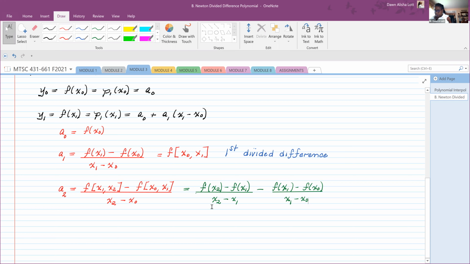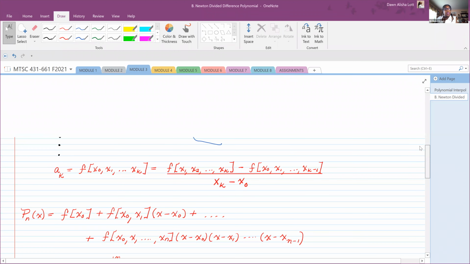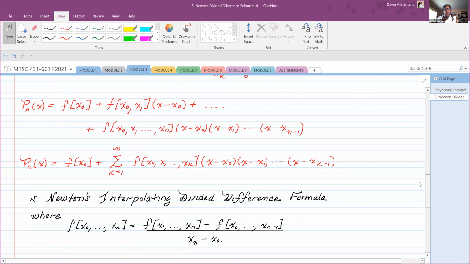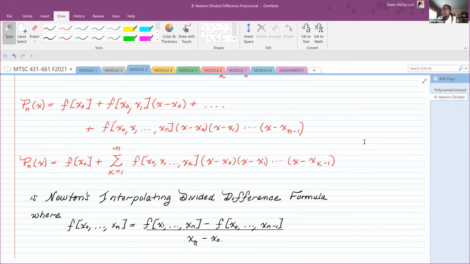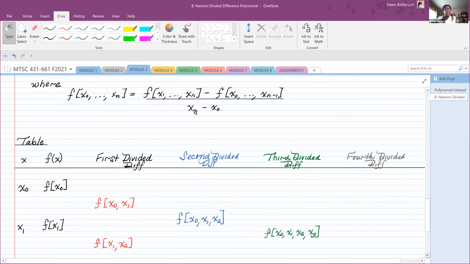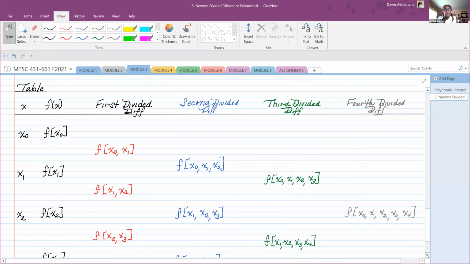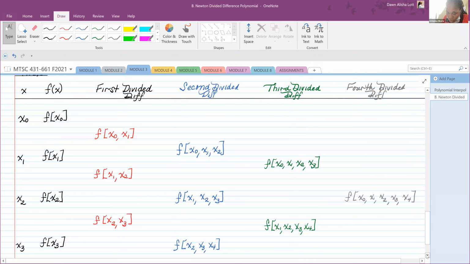Hang on one second. Okay, so I forgot to restart the video. Let me go back just quickly and say here how we then compute this table. This table contains all of the divided differences for a problem with 5 points, X0 through X4. So we find the divided differences.